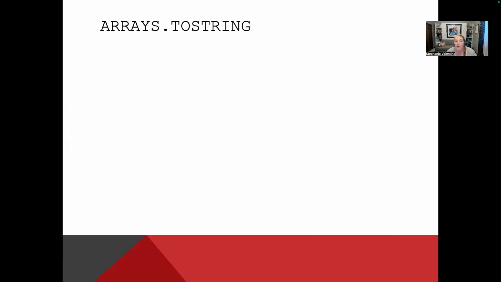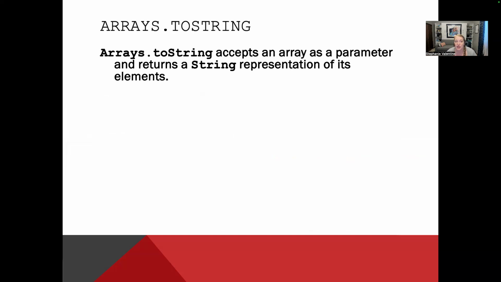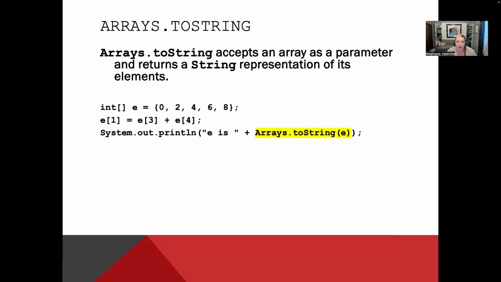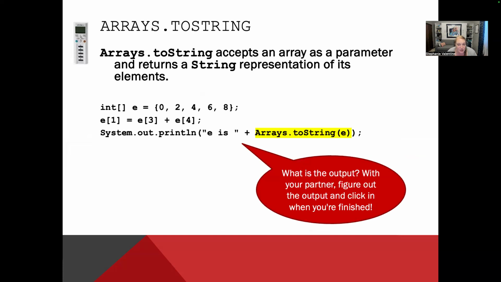Okay. Let's talk about Arrays.toString. Again, it accepts the array as a parameter, and it's going to print it out to the screen. Pop quiz, what's the output of this?